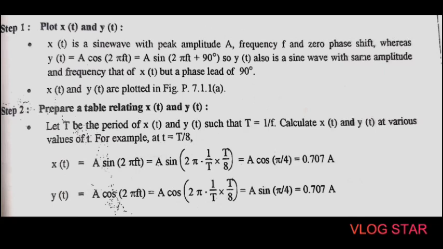So here this will become a cos pi by 4. Okay, we know that the value of cos pi by 4 is 0.707. So here we will get the value of x of t is equal to 0.707 a. Okay, then after that we have to calculate here the value of y of t.